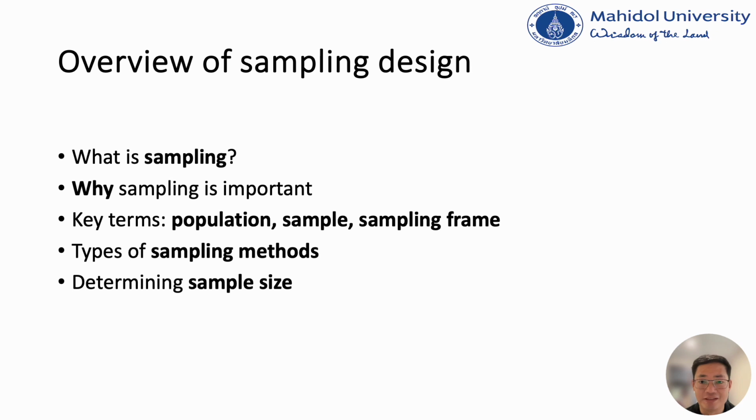Before diving into the details, let's take a quick look at what we will cover. This topic helps you understand how to choose the right people or units to study from a larger group. You will learn about different sampling methods, how to calculate how many people to include, and why these decisions matter for research quality.